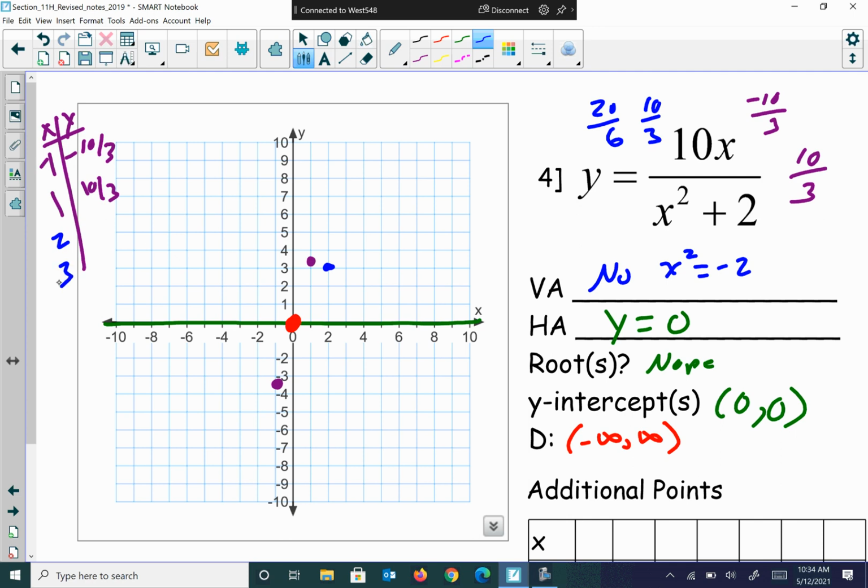What happens if I plug 3 in? If I plug 3 in, I get 30 over 11. 30 over 11 is not quite 3. Oh, geez. This is what this graph looks like. How are we supposed to know that? Well, you have all of next semester to worry about that. That is a wackadoodle looking graph.